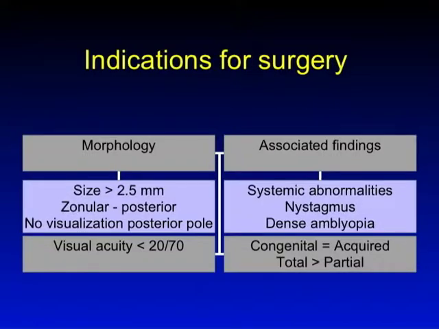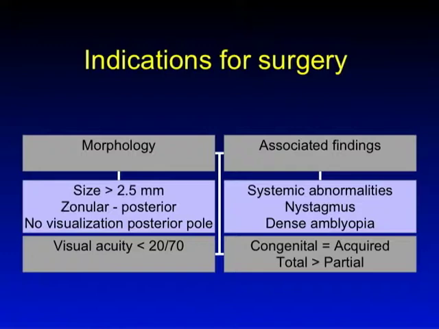Indications for surgery. Memorize these ones. These are what we as pediatric ophthalmologists use. The size, the location of the cataract, and if you can see the posterior pole without dilating the pupil, and you can see details, it's likely that the patient can also see well looking through the cataract.